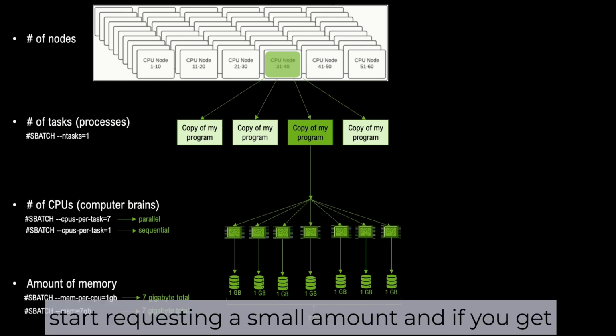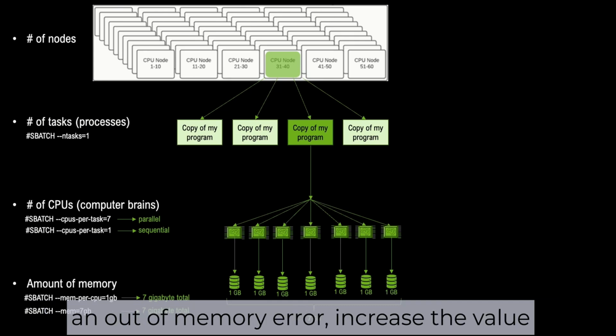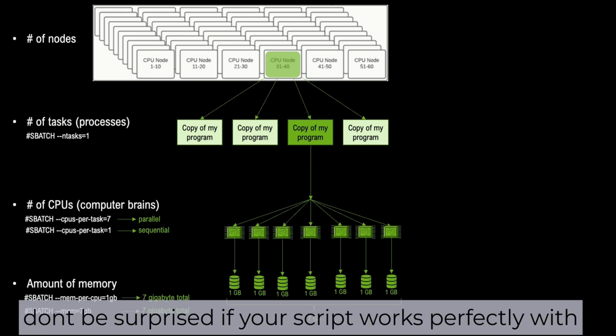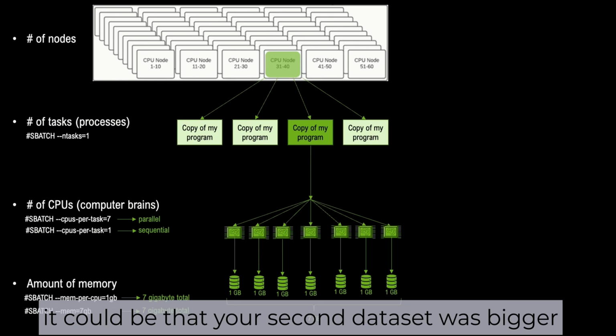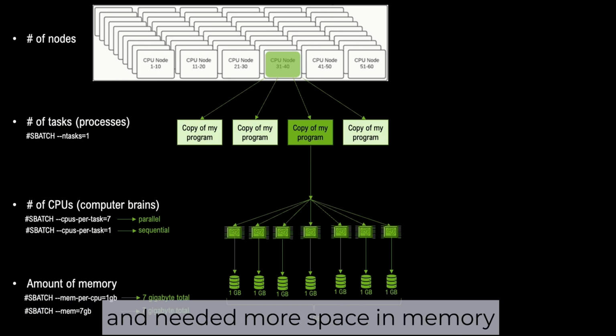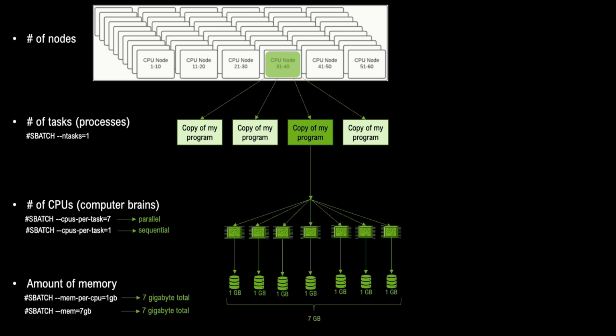Start requesting a small amount. And if you get an out-of-memory error, increase the value. Don't be surprised if your script works perfectly with one dataset and fails with another. It could be that your second dataset was bigger and needed more space in memory.